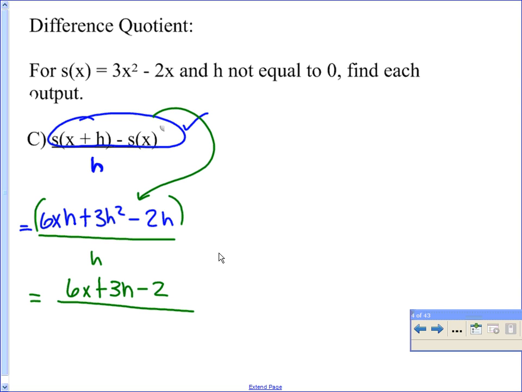And the denominator would be 1, so I can get rid of my fraction bar here. Let's finish that 3. Okay, and so here we go. We have the expression. That's all we need, and that's the algebra involved with the difference quotient.